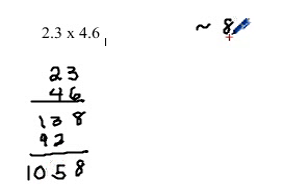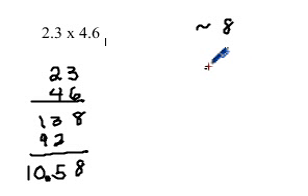I know my estimate was around 8, so the closest I can get to that is to put the decimal here, and then I'll have 10 and 58 hundredths. If I put the decimal here, it would be 1.058. If I put the decimal here, it would be 105.8. So I know the decimal has to be placed here.